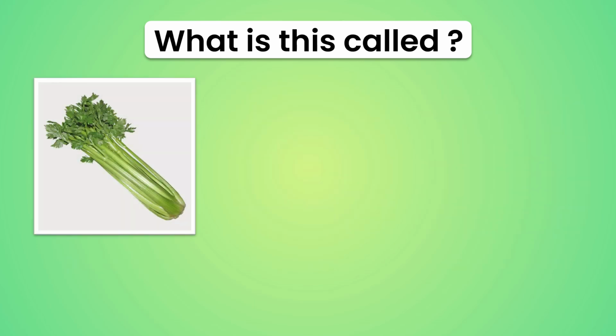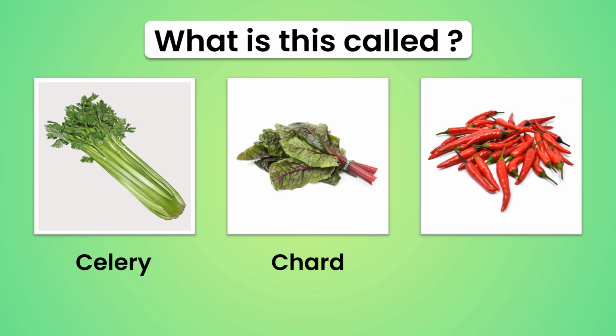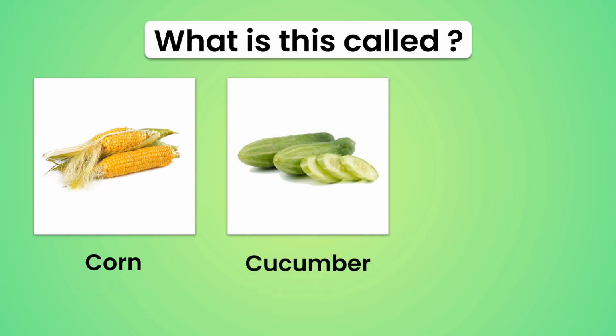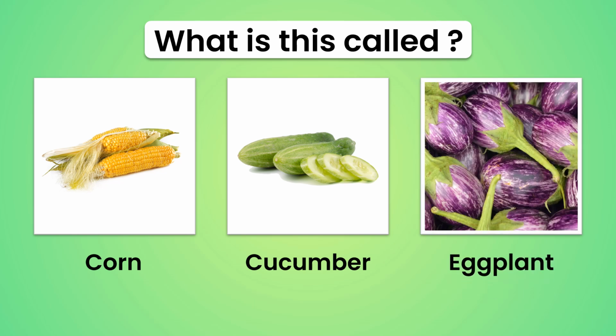What is this called? Celery, chard, chili pepper. What is this called? Corn, cucumber, eggplant.